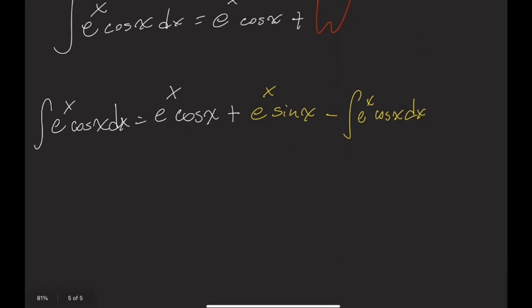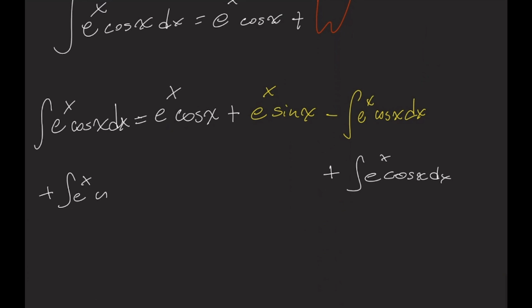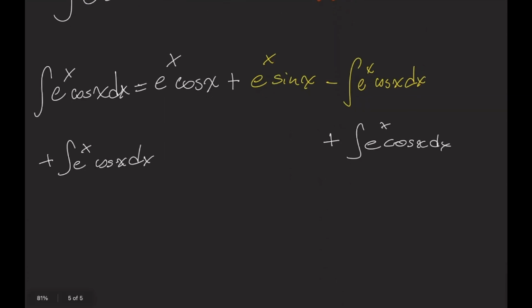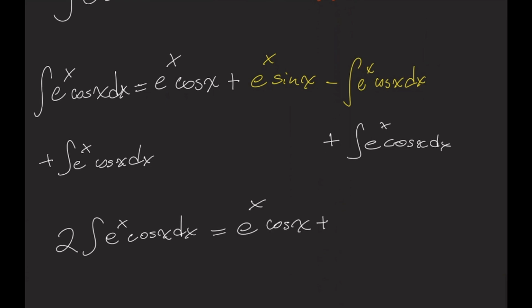Okay, now we have this really fancy algebra trick. It's actually not fancy at all. We notice this term and this term are the same on both sides. And so now we say plus this integral, plus this integral. And so now we have gathered all these terms on the same side. So we can just say 2 times the integral of e^x cos x dx is going to be equal to e^x cos x plus e^x sin x, right?